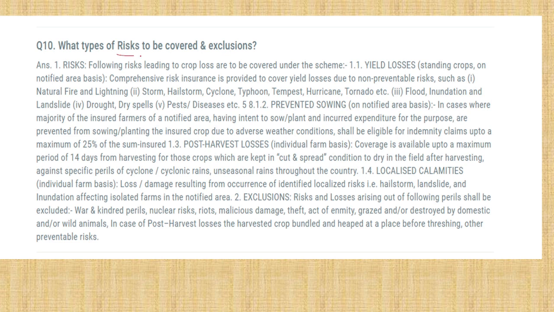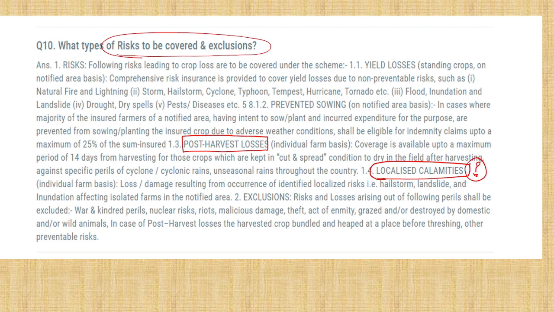And you should know what types of risks are covered. Risks preventing sowing, or post harvest losses, everything. Post harvest losses, everything. Or see, they will ask this question: this Fasal Bima Yojana does not cover localized calamities. It covers only main calamities, they will say. But look here, localized calamities are covered. What localized calamities? Landslide, hailstorm. This was not in the prior insurance scheme. This was added. So post harvest losses, yield losses.